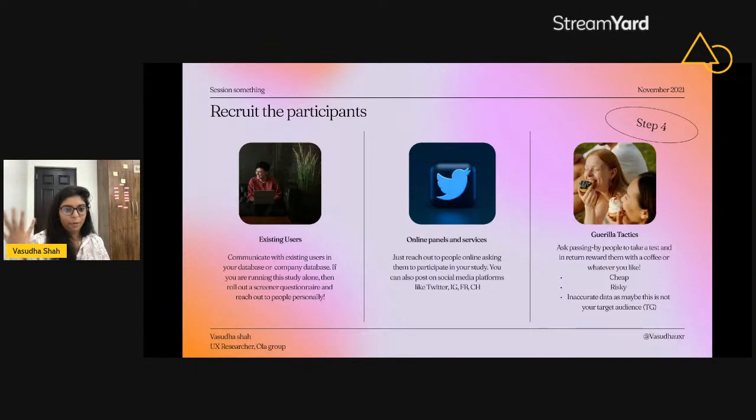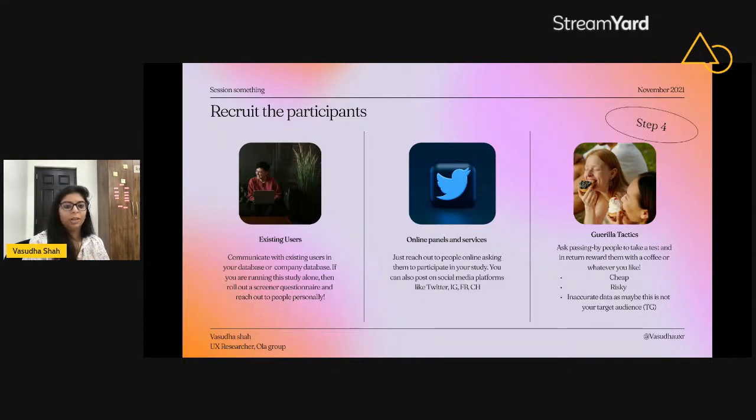The next step is step four, recruiting the participants. Recruiting the participants, in my opinion, has been pretty hard in product companies. I don't know about areas outside India, but in India, it has been a challenge in terms of recruiting the participants. So you need dedicated people to recruit the participants.